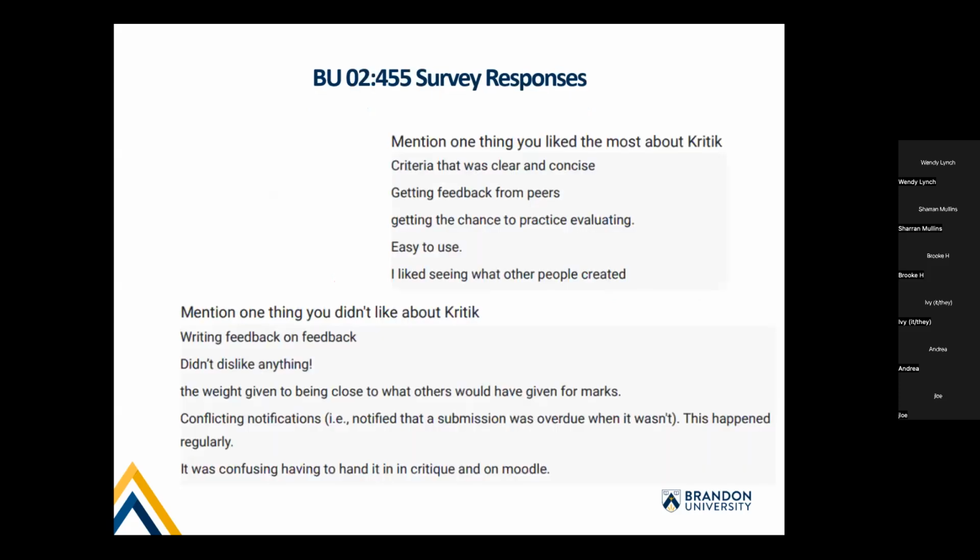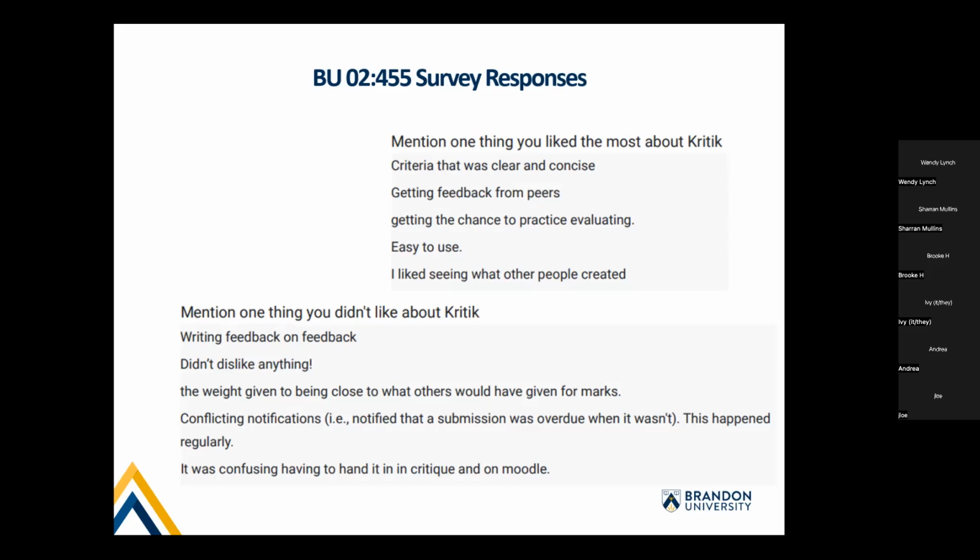And let's look at the last slide. So this is some of the verbal feedback that we had from the 5 respondents. What they liked: clear and concise. Getting feedback from peers was something they liked. Getting the chance to practice evaluating, they found it easy to use. I liked seeing what other people had created, and I liked being able to share that. Everybody was able to see other people's videos, and that was good. What I didn't like: feedback on feedback. Well, welcome to teaching. I didn't dislike anything. The weight given to being close to what others would have given for marks. Okay, so I'm not sure why they didn't like that, but anyway.